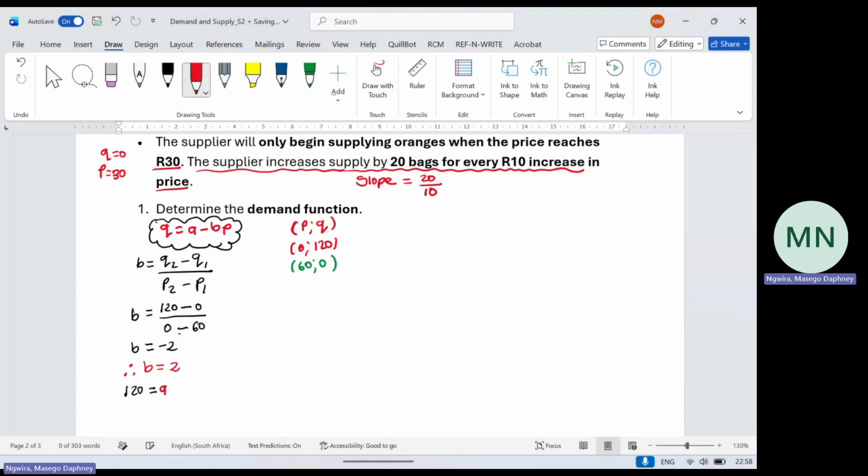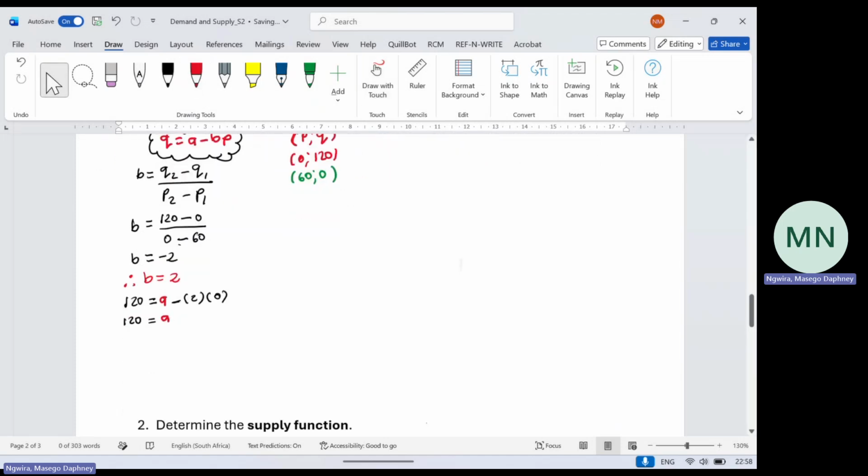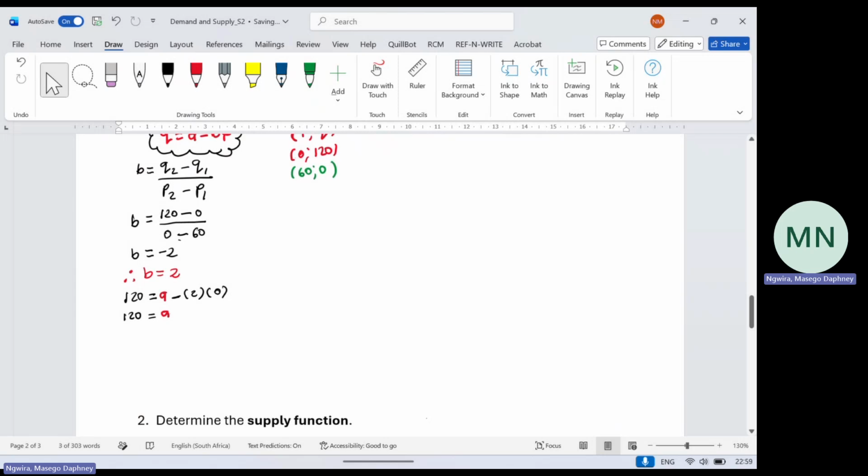120 is equals to A minus my B, it's 2, and then my P is 0. If I use 120, I must choose 0. Then this will be 120 is equals to A, because this whole thing is going to give me A. 0, -2 times 0 is 0. All right, so now we have our A, we have our B.